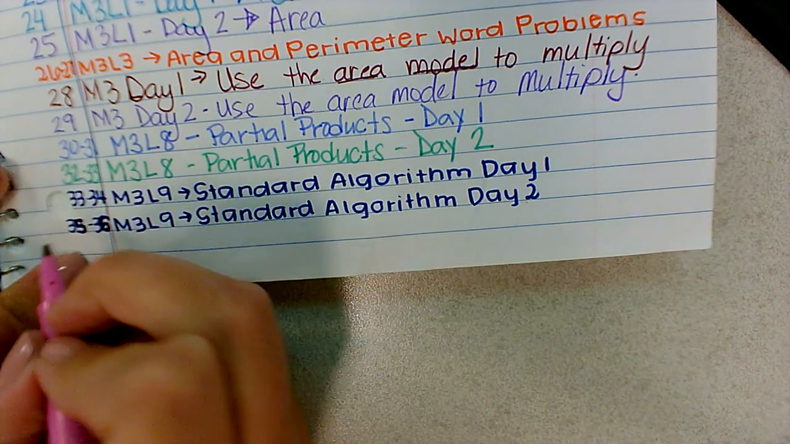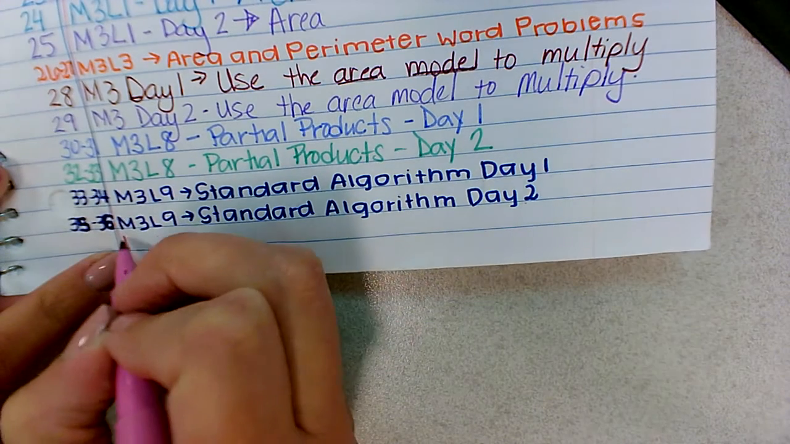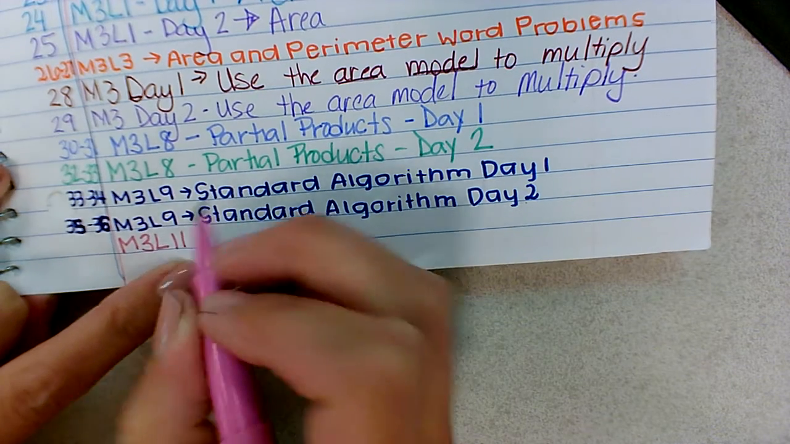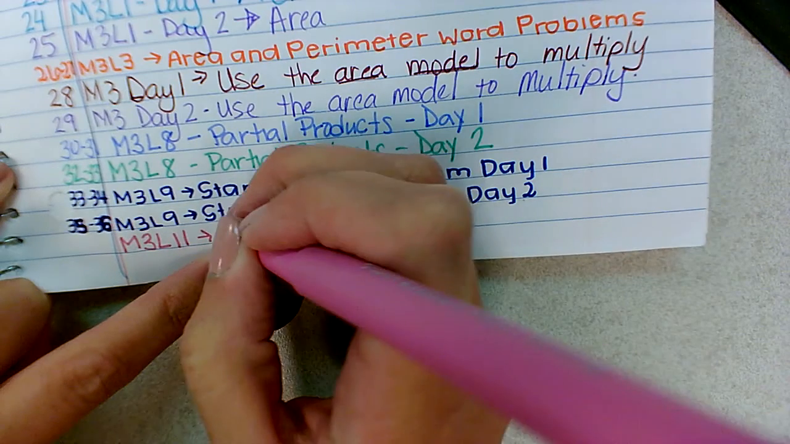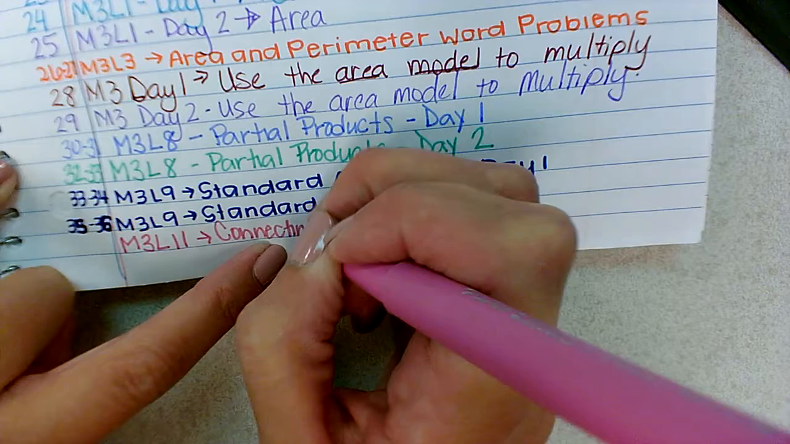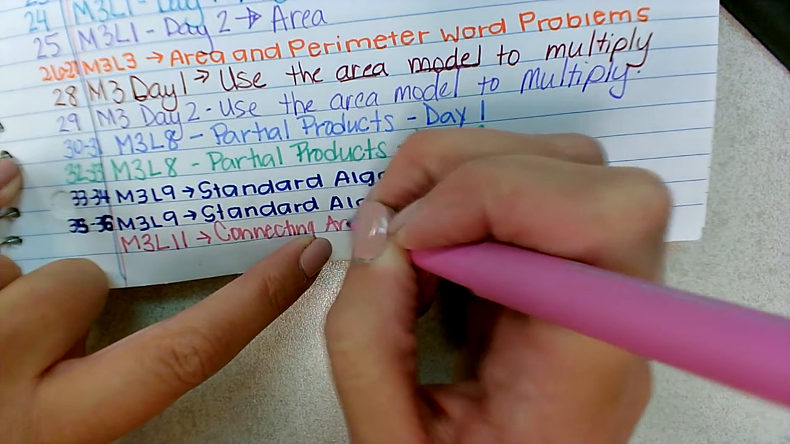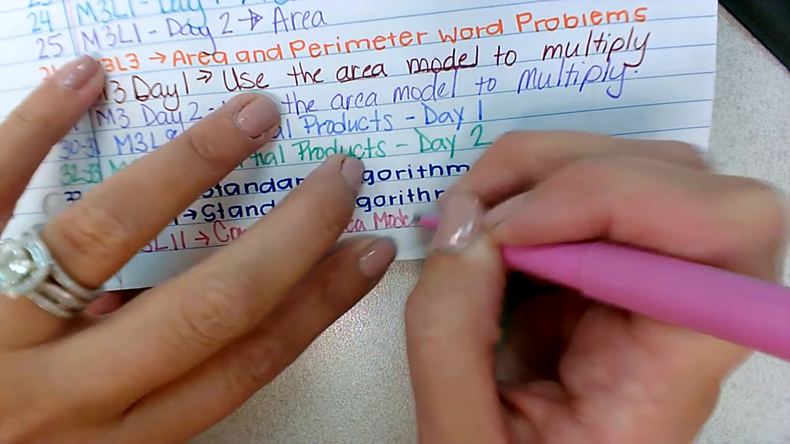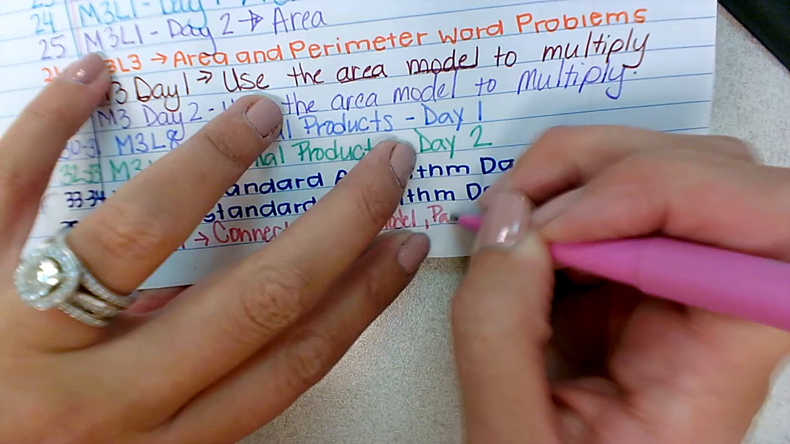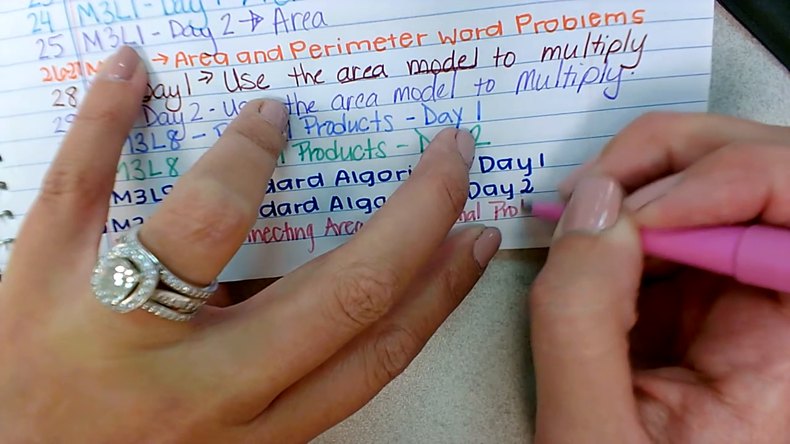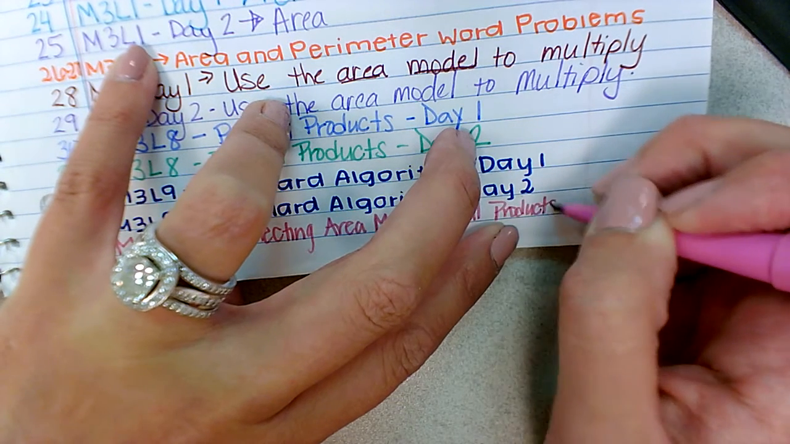Hi, fourth graders. We are ready for our next math lesson, and we are on M3L11, and we are going to be connecting the area model, partial products, and the standard algorithm.